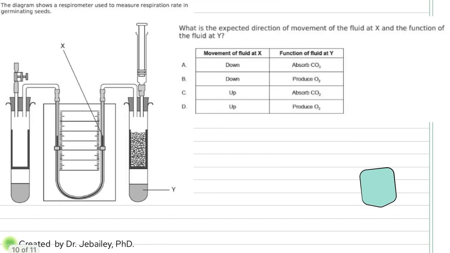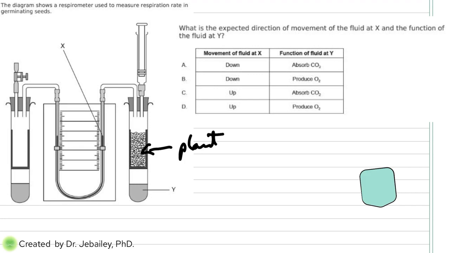And here's one more question related to cell respiration. It's the respirometer, which is something very common. They put this equipment, again, in the same place. The diagram shows a respirometer used to measure the respiration rates of seeds. So right here we have a plant. The plant in this case is not the cricket, it is actually a seed. So plants can also respire.